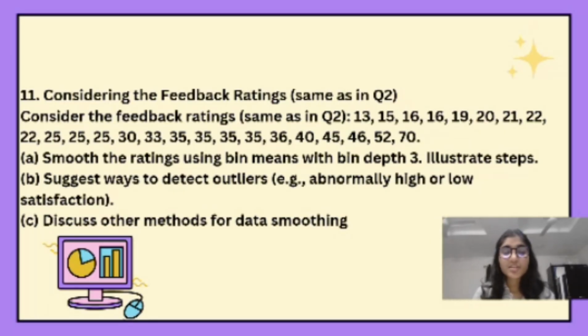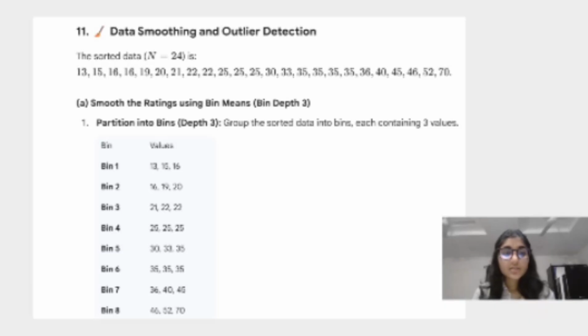Moving on to the 11th question, that is: consider the feedback ratings, from 13 to 70. Part A is to smooth the ratings using bin means with bin depth 3 and illustrate the steps. The second is to suggest ways to detect outliers, for example abnormally high or low satisfaction. And part C is to discuss other methods for data smoothing.